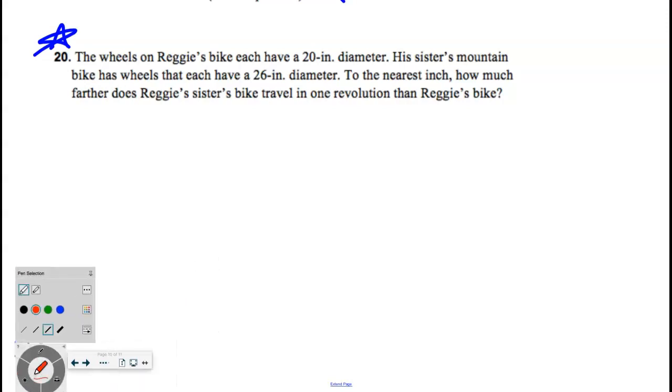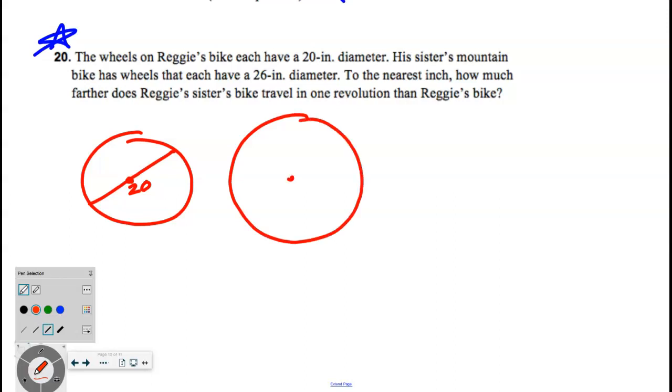So we've got a bike wheel. Go ahead and draw it. That has a diameter, so all the way across, of 20 inches. That'd be kind of like one of those little dirt bikes. Another bike has a diameter of 26 inches. That's actually a standard bike wheel. I'm going to put 26 on here. And then it says to the nearest inch, so we'll be rounding and using our calculator.